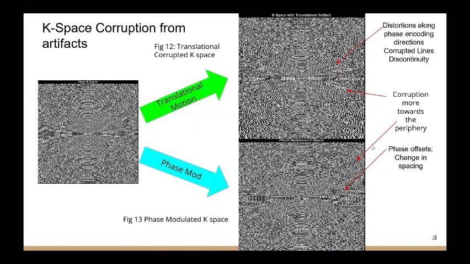When we look at the K-space corruption from artifacts, we notice that both these artifacts affected the K-space a little bit differently. For the translational motion, you see distortions along the phase encoding direction, corrupted lines, and discontinuity. Similarly, for the phase modulation, you see corrupted lines along with phase offsets and change in spacing. In both these cases, the corruption is more towards the periphery of the K-space and doesn't really affect the center as much.